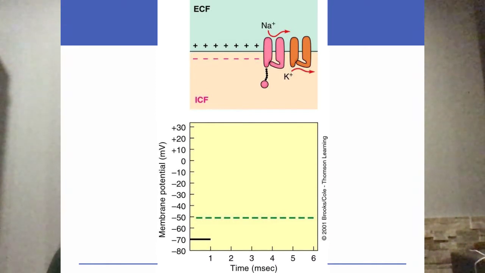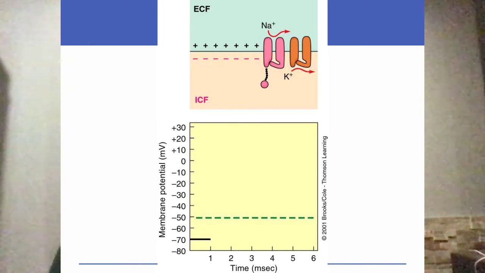At resting membrane potential, in the graph below you see a black line starting at negative 70. Now you see some numbers along the time in milliseconds. This is only going to take about 6 milliseconds. That's very fast. So at resting membrane potential, we're at negative 70. That means the inside of the cell is negative 70.